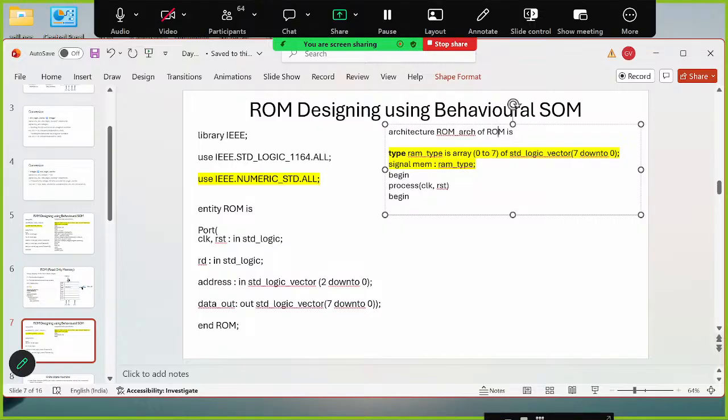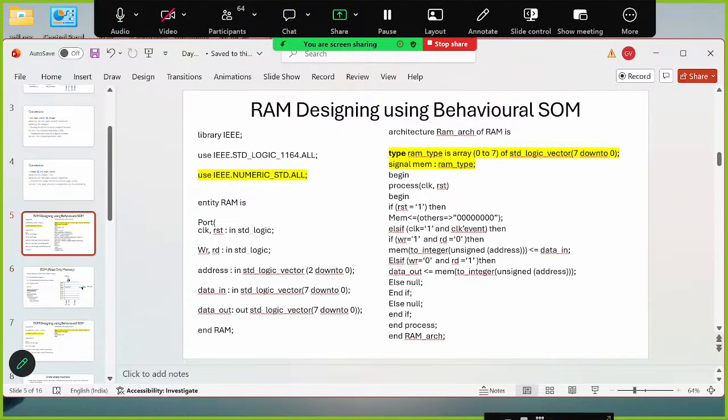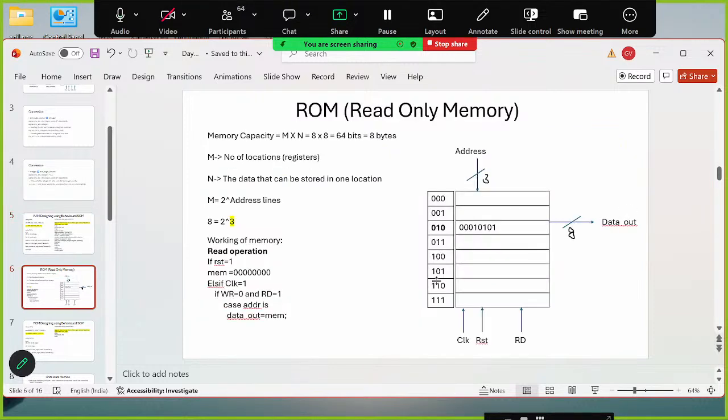You people try by yourself. If you find any difficulty, then please let me know. I will explain, but it is very simple. As we have done in the case of RAM, where we performed both write and read operations, in this you only need to perform the read operation. So I hope you can do it, and there should not be any difficulty in doing this, right?